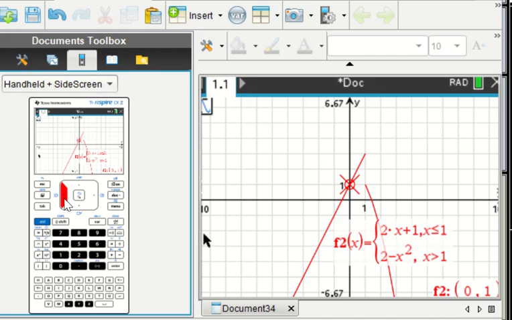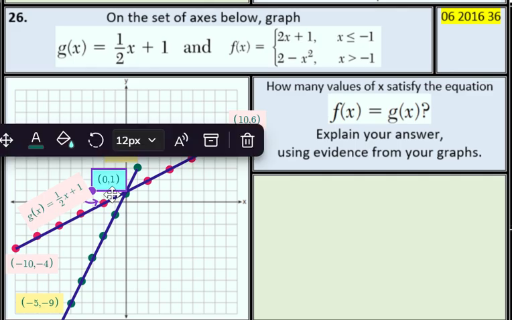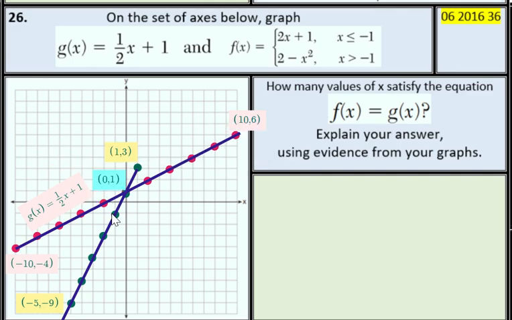So 0, 1. Then I've got -1, -1, -2, -3. So I'm going left 1, down 2 each time. -3, -5. So notice when I label all my points, draw my lines in, I've already established that the point 0, 1 is a point of intersection for these two graphs. So I definitely have one value of x so far that is on both graphs. I want to find out if there's a second one.